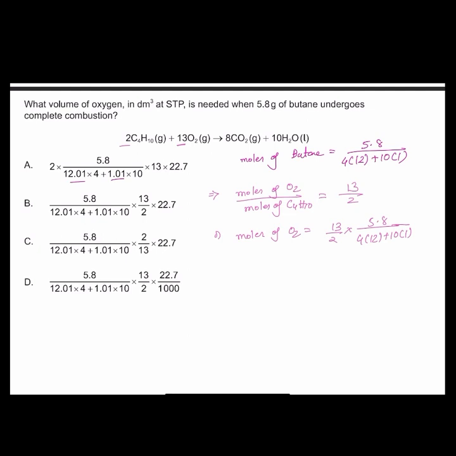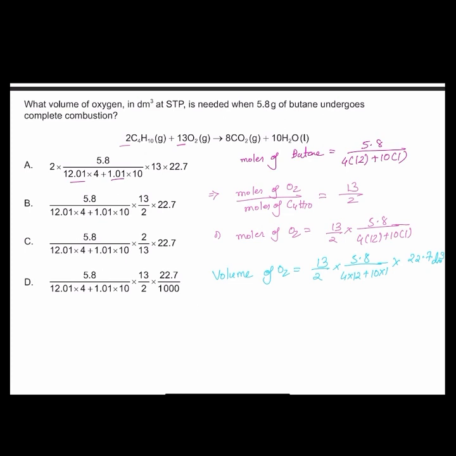Now, if I want to convert moles to volume at STP, we have to multiply the moles with the molar volume, which is 22.7. So the volume of O2 would be moles of O2, and this entire thing would be your moles of O2, times the molar volume. Molar volume is 22.7 dm cube. This entire thing would be in dm cube.